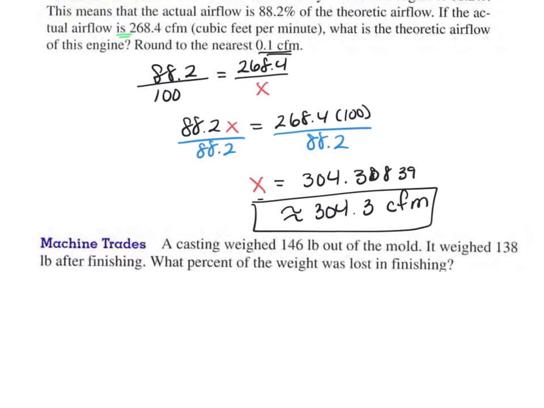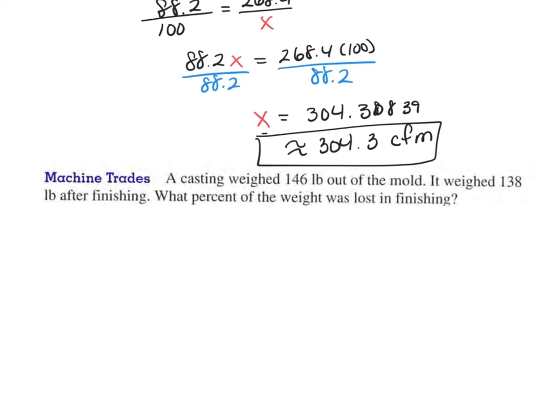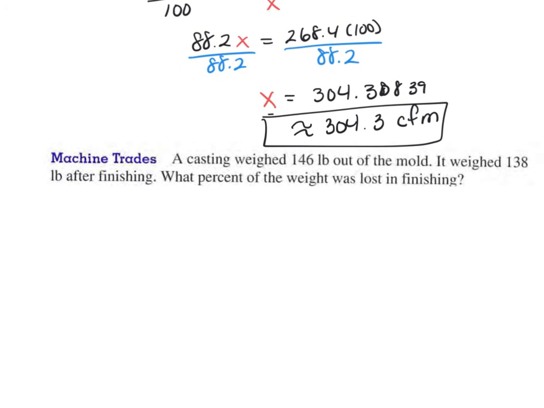Let's take a look at this one. The casting had a weight of 164 out of the mold, but it weighed 138 when you got done finishing it. We don't have the percent on this. Remember, it's the percent over 100. So in this case, I don't have the percent, so I'm going to put the percent over 100. This is the whole. This is how much we start out with. This is the part. This is what we end up with.